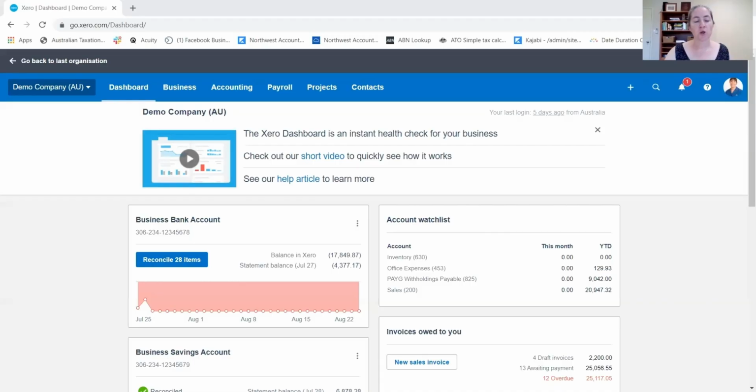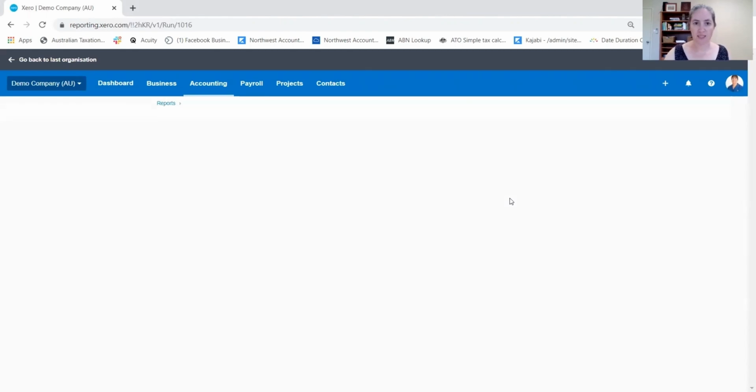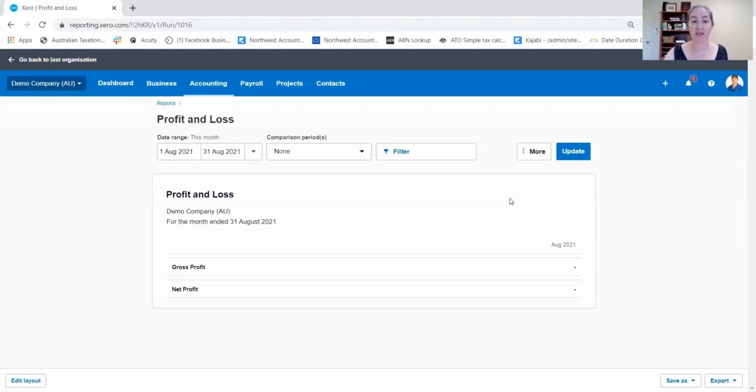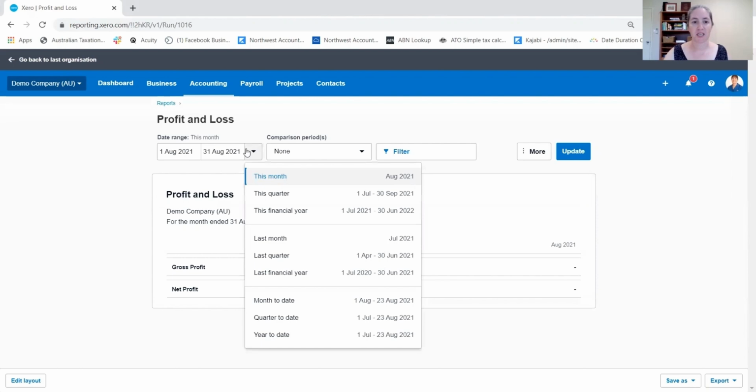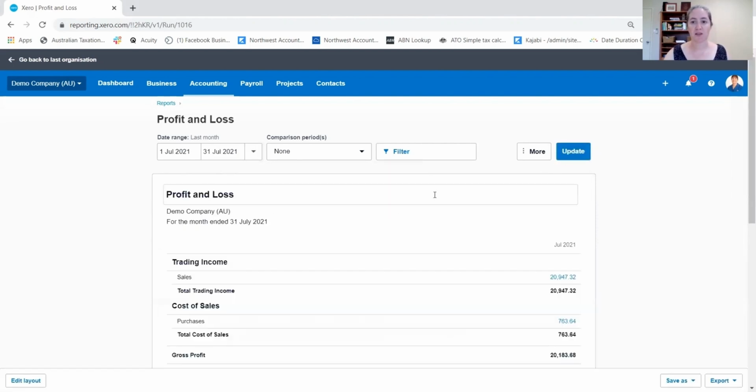So let me share my screen. So here we've got the demo company of Xero, and what we're going to look at is the profit and loss statement. So the profit and loss statement is all of the income and all of the expenses for the business that are not asset purchases or liability payments for a particular period of time. I'm just going to run through last month.